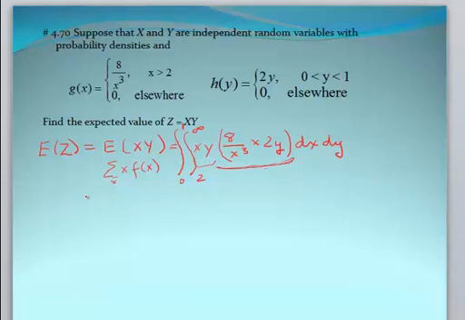So here we go. Okay, 8 times 2 is 16. And then when we simplify and work things out, you can see y times y is going to be y squared.